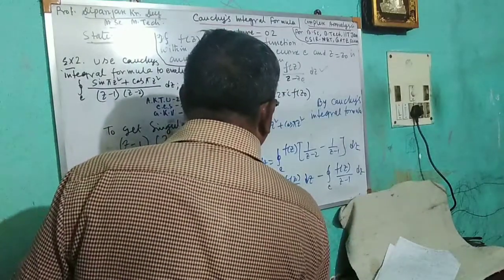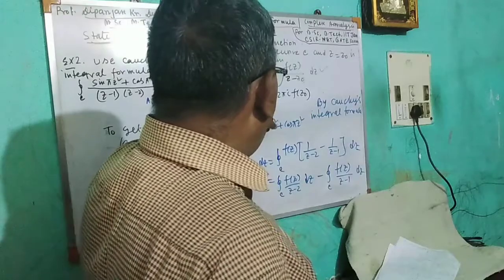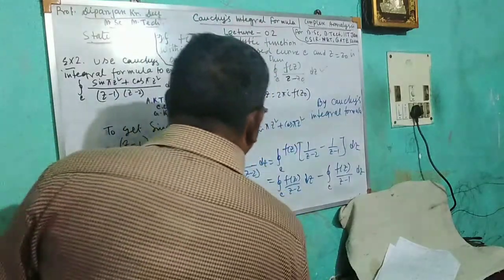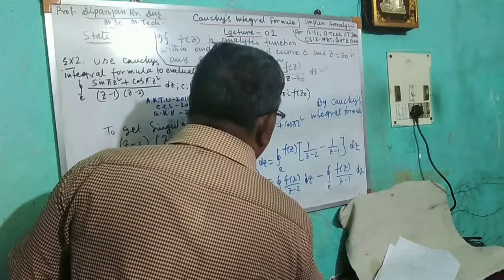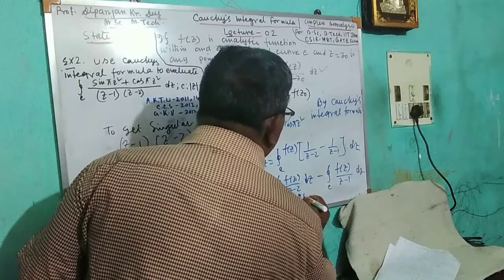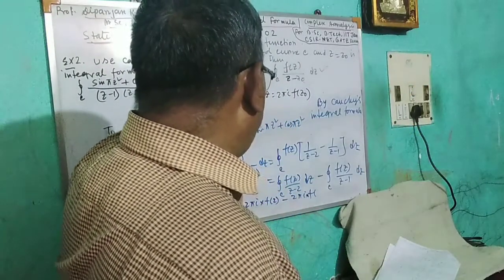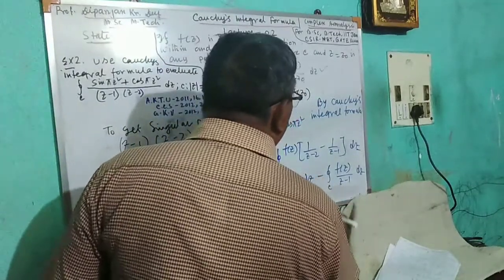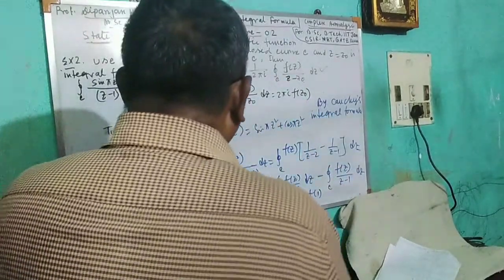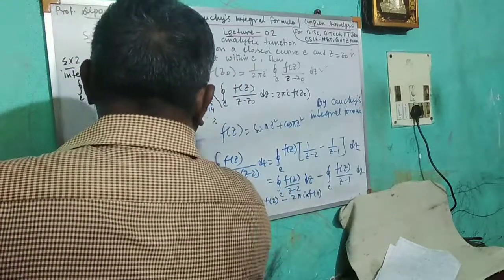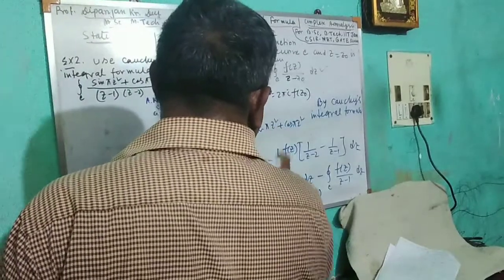So, apply now, what is this? This is equal to 2 pi i into f of z0. What is z0? f of z0 means f(2), minus 2 pi i f(z0) by Cauchy's integral formula. Here z0 is 1. Now I am putting the value of f(2) and f(1). What is f(2)? f(2) means z equal to 2 and f(1) means z equal to 1.